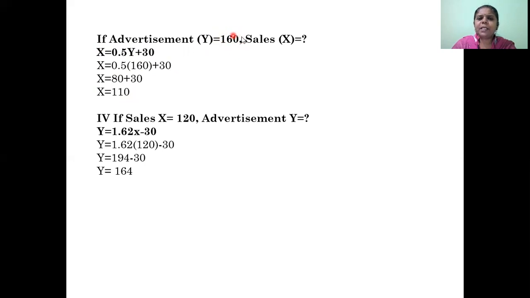When the advertisement is 160, the sales will be 110. At the same time, if sales should be 120, how much is the advertisement expenditure? So y is equal to 1.62x minus 30. In the place of x, you put 120, which is given in the problem, minus 30. So y is equal to 194 minus 30. y is equal to 164.